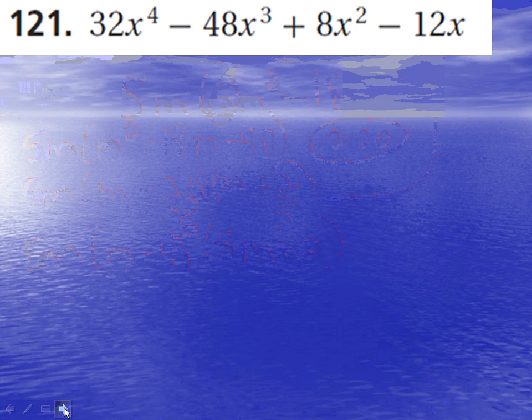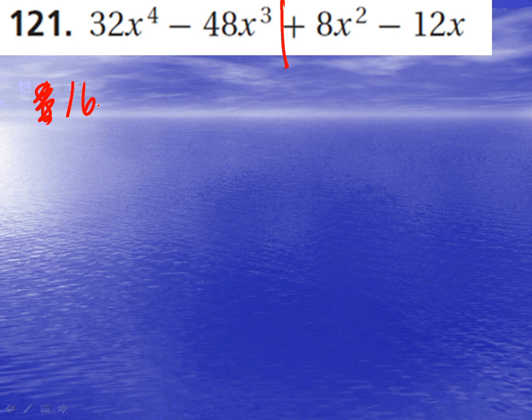Next problem, number 121. This has 4 terms, so I need to divide and conquer. I can take out, let's see, both of these would have an 8 in common. Oh, you know what? I think they have a 16 in common. You always have to go with the highest and an x to the third. So that leaves me with 2x minus 3.